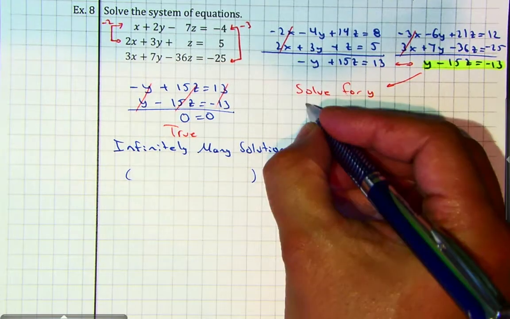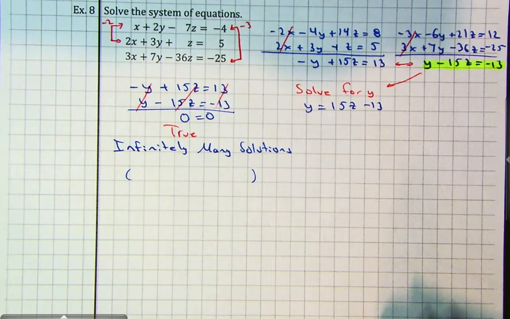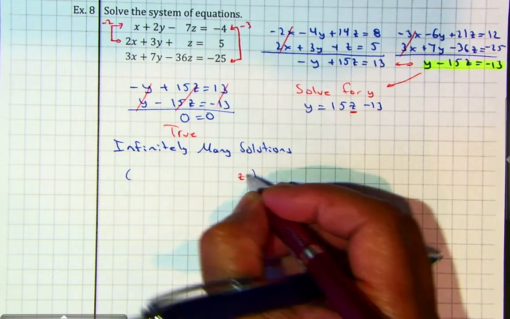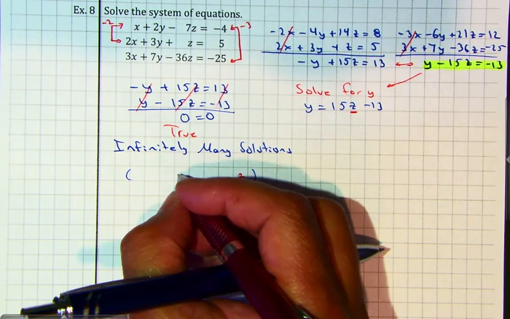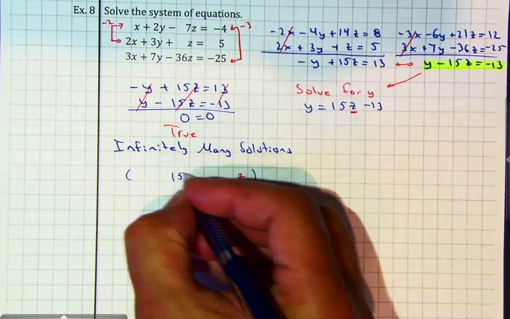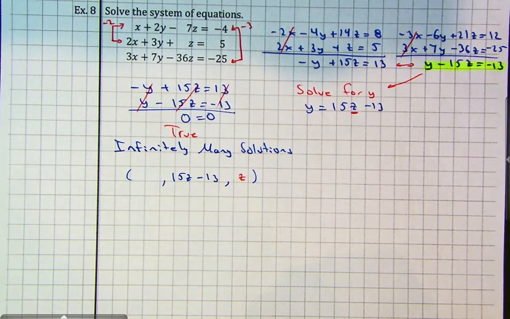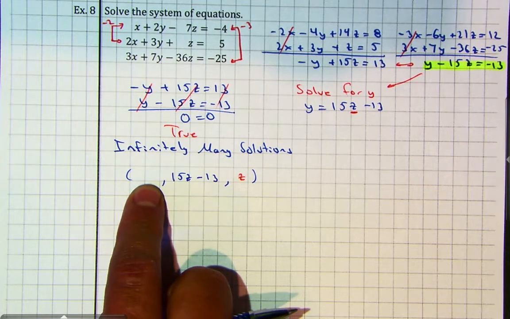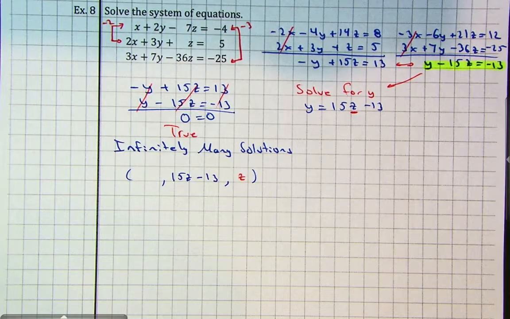I have y equals 15z minus 13. So therefore, you're going to start with the z here. The y value will be in terms of z, so that'll be 15z minus 13. And now I need to find my value of x, but I want it in terms of z. So therefore, I'm going to take the first equation, the second one, the third one, and solve for x.